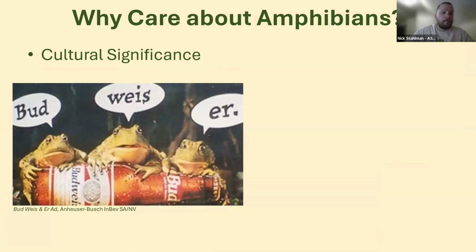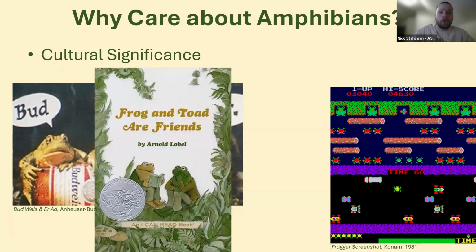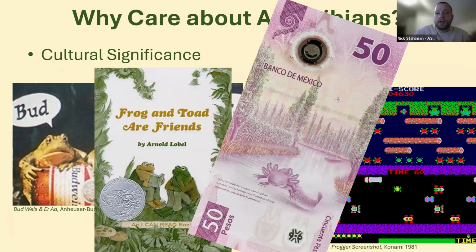Modern day, we have things like commercials. I remember the Budweiser commercials with the three frogs, whose apparently these are their names. This is Bud, this is Wise, and this is Er. There are also video games, storybooks, and my personal favorite, the 50 pesos banknote from Mexico. This started to be in circulation in 2021. And can I just say that we need to step up the game on our dollar bills. We could start putting some really cool wildlife on there. I love this thing. This is so cool.